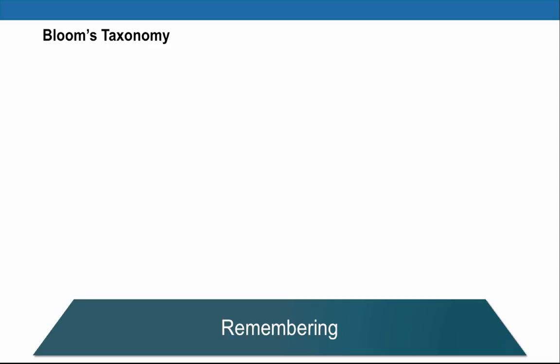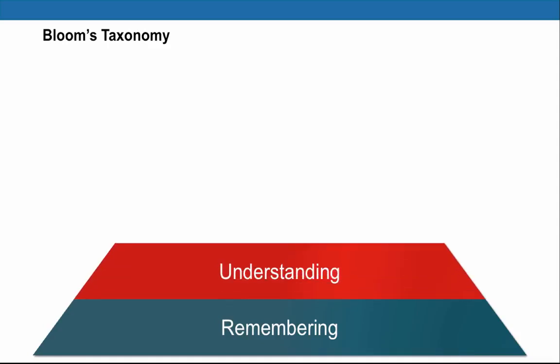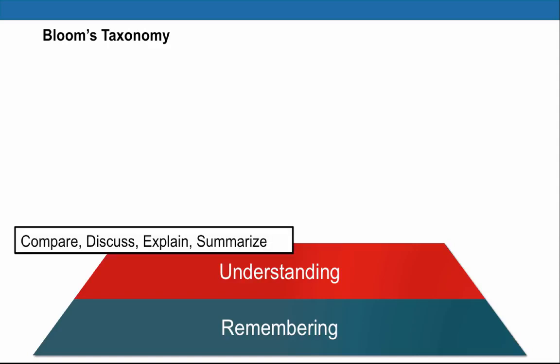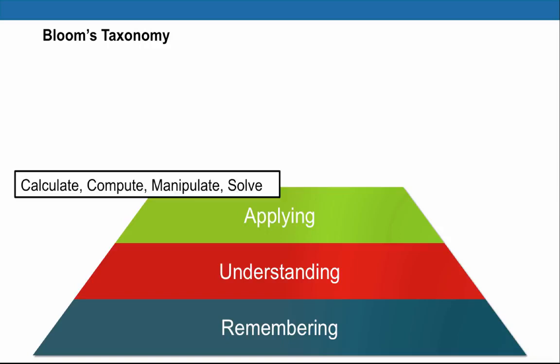Remembering involves retrieving, recognizing, and recalling relevant knowledge from long-term memory. Here are some verbs associated with this level. Understanding means to construct information from oral, written, and graphic messages. Verbs associated with this level might be: Applying involves carrying out or using a procedure through executing or implementing. Here are some verbs associated with the application level.